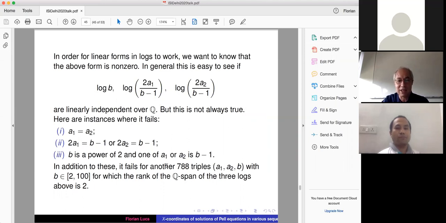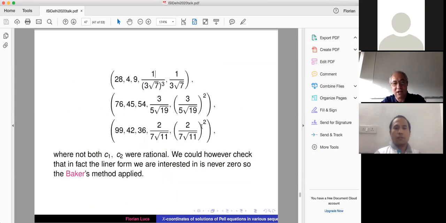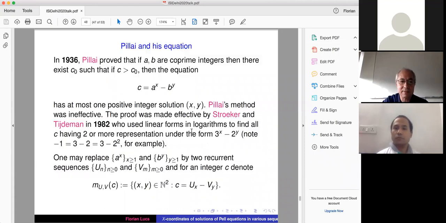In addition to that, there are 788 other triples for which the Q-span of this is 2. And here are some terrible ones. For example, write b as b1 to some power, the best you can. And then write 2a1 over b minus 1 as b1 to the y1 times some other number, and 2a2 over b minus 1 as b1 to the y2 times some other number. And here are some crazy examples that you get. You don't even think you're going to get numbers that have 13 digits in there. I mean, you just go up to 100 digits. Then you even get numbers that are not even rational. You get things like that. So we actually had to go through all these examples and check that things work.